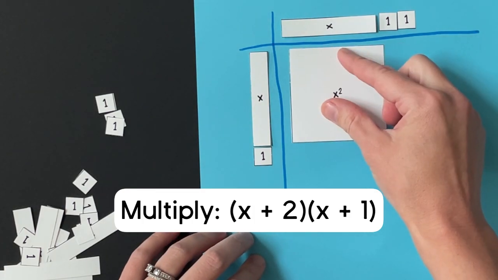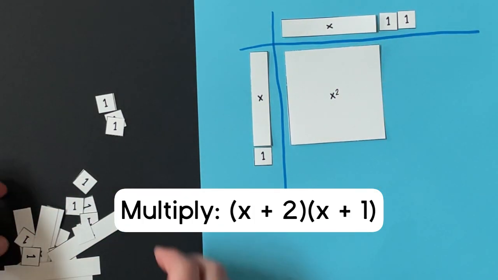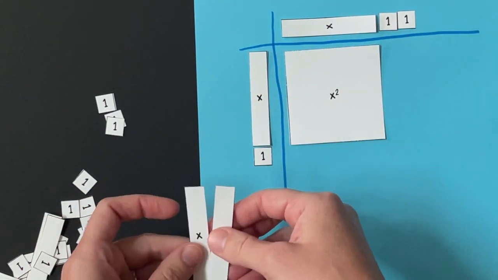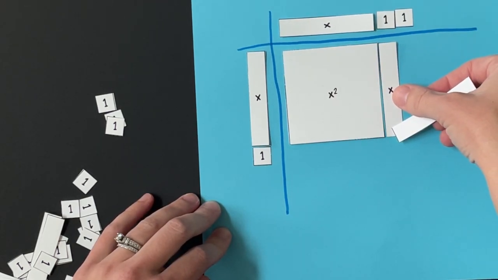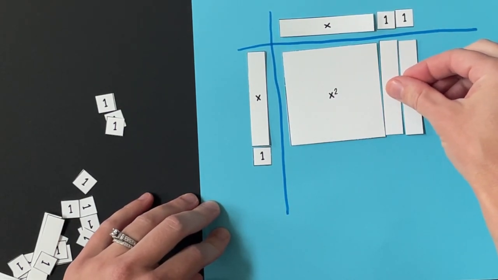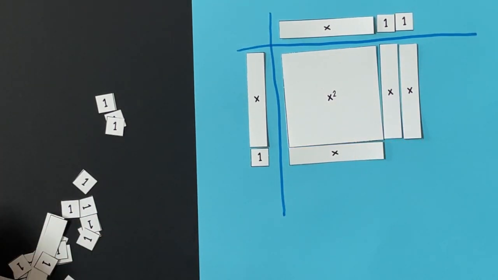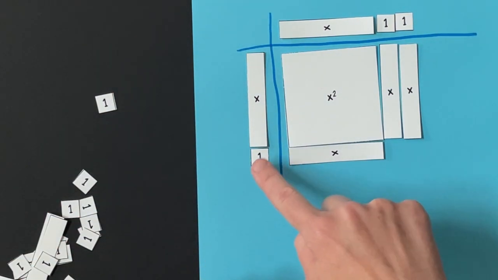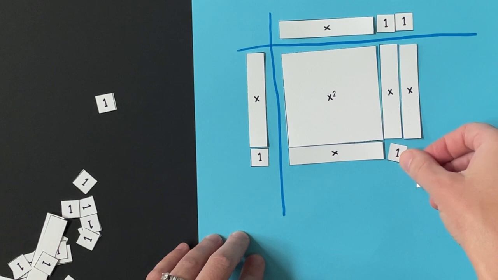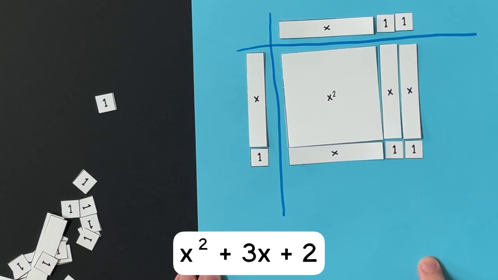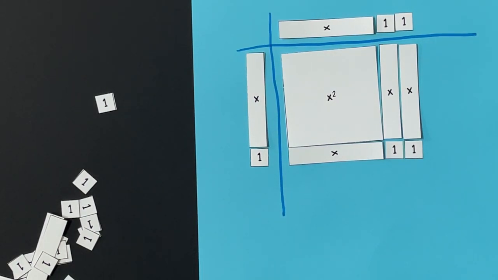Okay, x times x gives us x squared here, and you can see how it matches the dimensions. And then we're going to multiply x times these two units. So here we have 2x. Then we're going to multiply x times this 1 unit down here, which gives us another x. And then we'll multiply 2 units by 1 unit, and that will give us 2 units here. Now here is our solution represented as the area, x squared plus 3x plus 2. Algebra tiles really make polynomials a tangible topic.